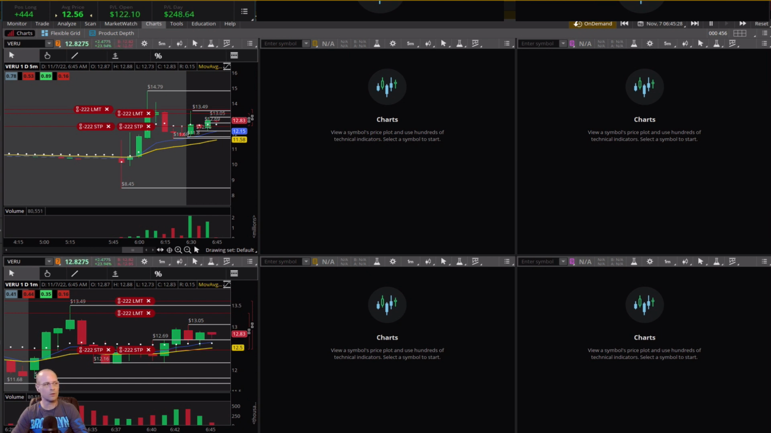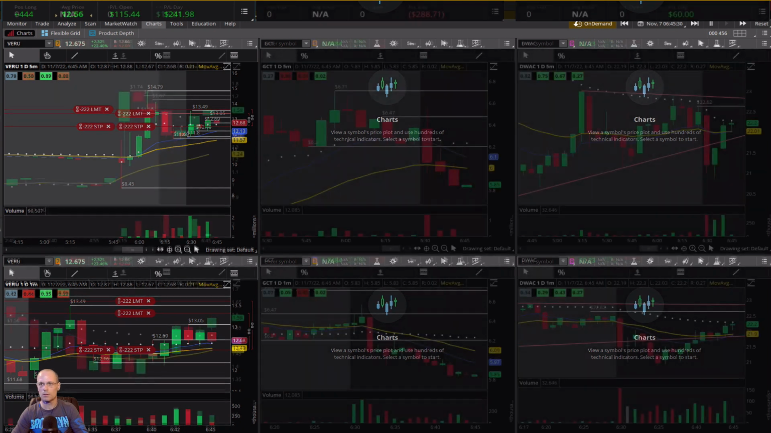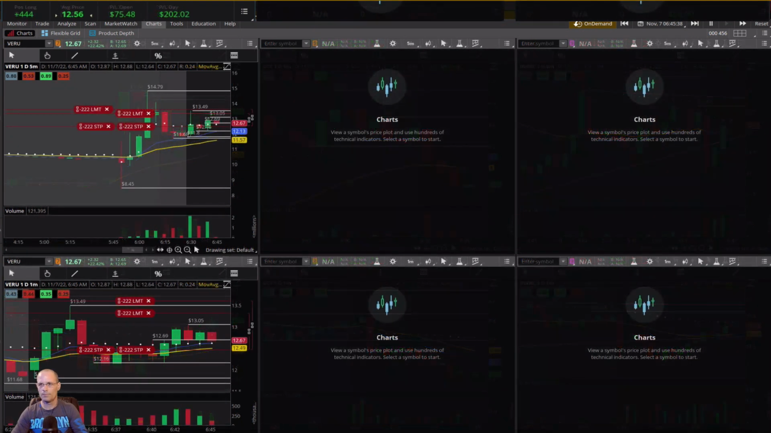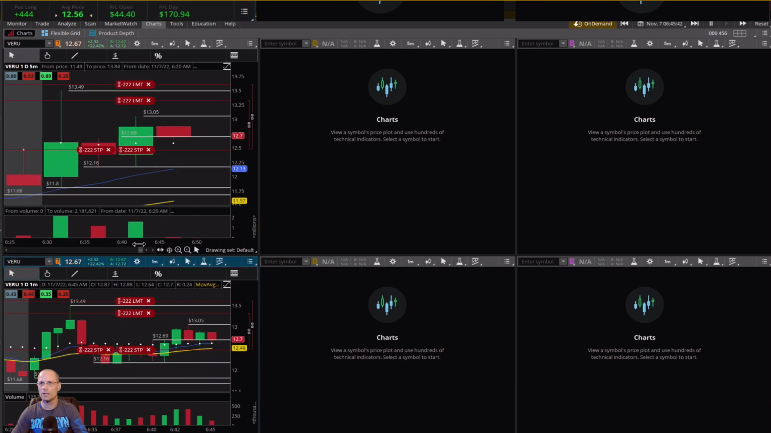So I just made money over on SPRC. I got back in it here and then added here, and then it broke over that resistance and I sold it. So it might get stopped out over here. It's a new 5-minute candle.